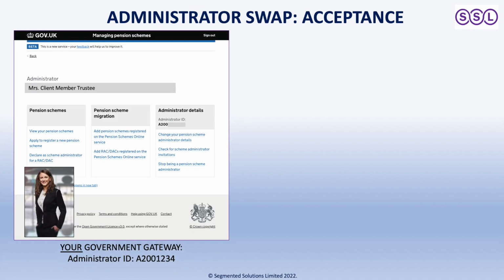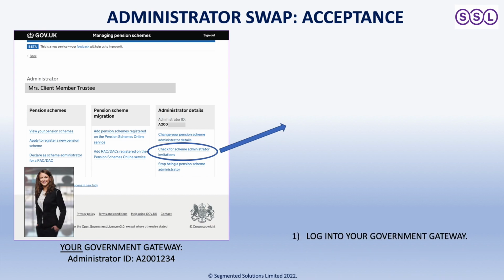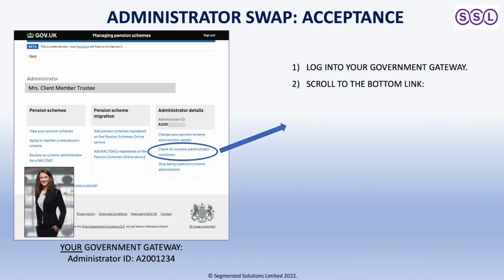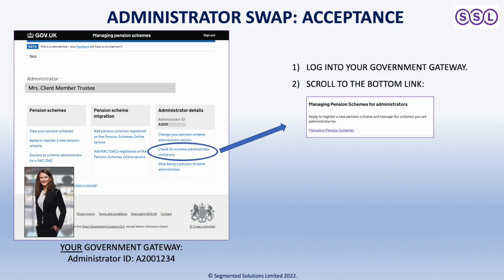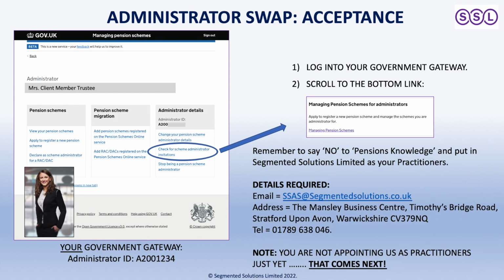And that's the acceptance part. So again, Government Gateway, this time it's logging into the SSAS Gateway, and you're trying to check for Scheme Administrator invitations. And the way you do that is you log into the gateway, scroll down to the bottom where you'll see Managing Pension Schemes for Administrators, and you click on the Managing Pension Schemes link. And then from there, you remember to say no to pensions knowledge, and you put in Segmented Solutions as your practitioners with the details that are on screen here. You'll be asked for email address, postal address, and phone number. But please note, you're not actually appointing us at that stage. You're just telling the revenue that we will be appointed in due course.